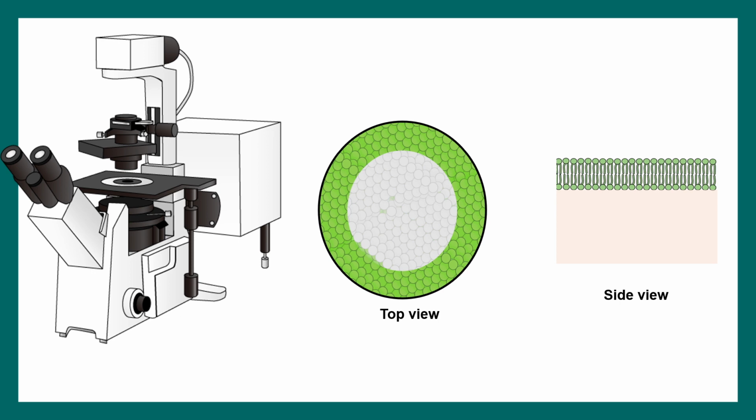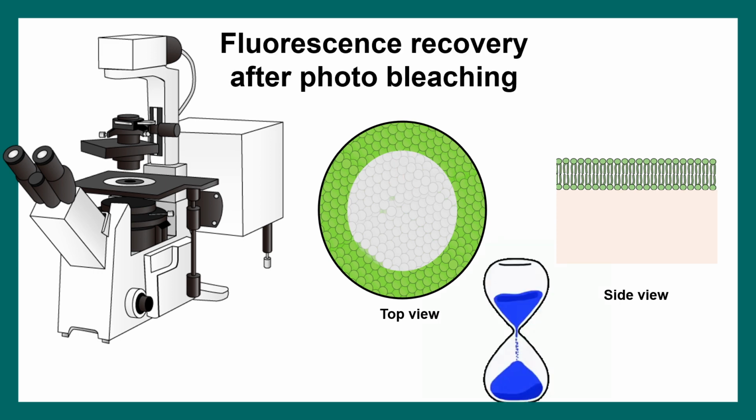Now what we do is wait for some time. This bleached membrane should recover over time if there is molecular dynamics. The membrane is fluid, so other fluorescently labeled phospholipids would come from the adjacent region and try to fill this bleached region. So in the bleached region, we should see some amount of fluorescence recovery. After photobleaching, there should be a recovery if there is molecular dynamics. If there is no dynamics, no movement, then recovery would not happen.